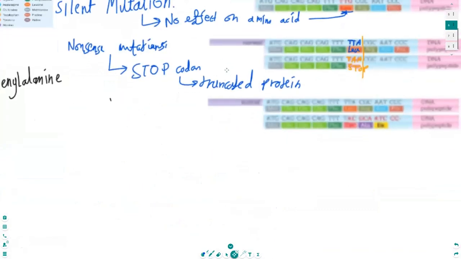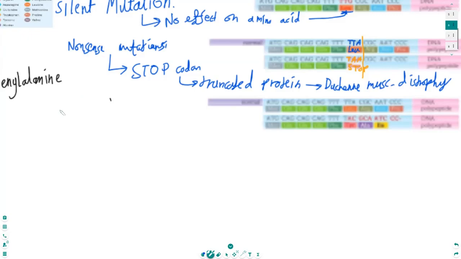Now, these are quite dangerous, but not the most dangerous. An example of this is the genetic disease Duchenne muscular dystrophy, and that is the result of a nonsense mutation resulting in a truncated protein. I'm just going to call it DMD, Duchenne muscular dystrophy.